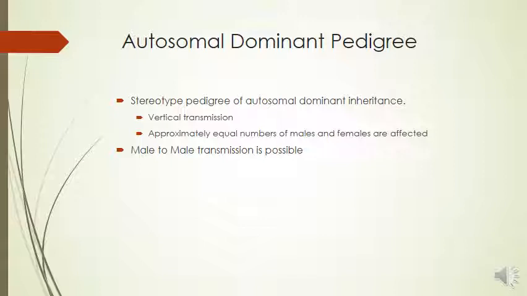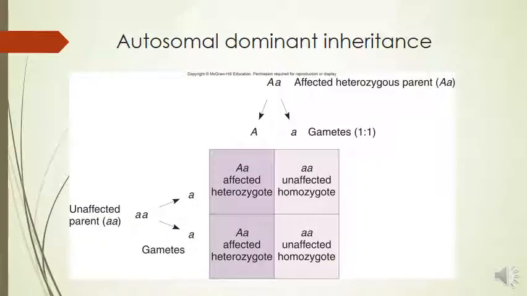An autosomal dominant pedigree can demonstrate vertical transmission, approximately equal numbers of males and females that are affected, and male-to-male transmission. Here we can see in this diagram autosomal dominant inheritance. When one parent has an autosomal dominant condition and the other does not, each offspring has a 50% probability of inheriting the mutant allele and the condition.